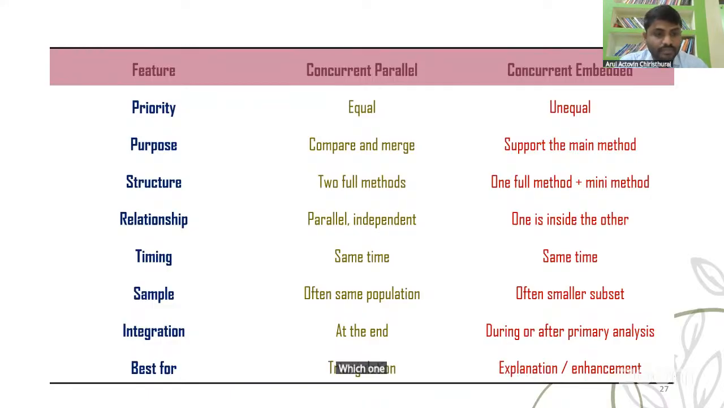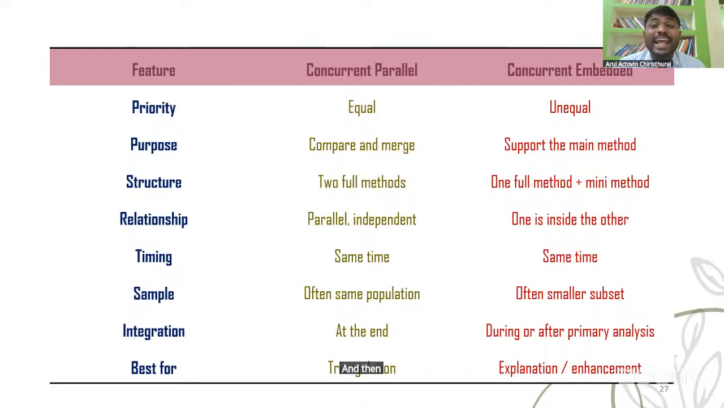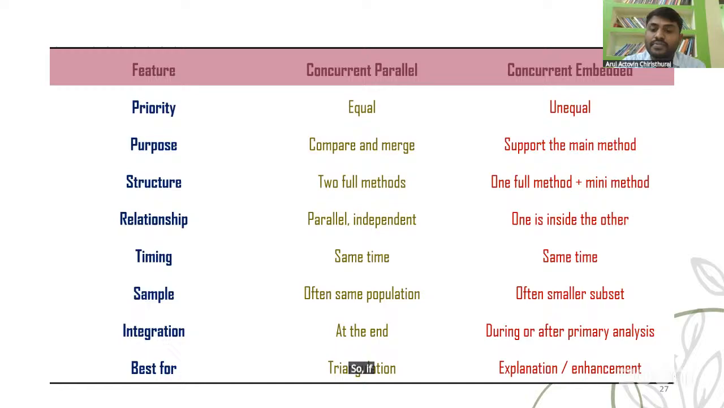Which one is best for what? The concurrent parallel is best for what we also call the triangulation model. And then we have explanation and enhancement for the particular research. So if we need any research, it is for further explanation.